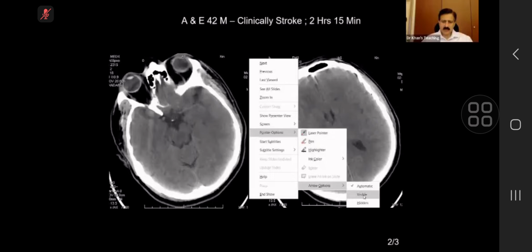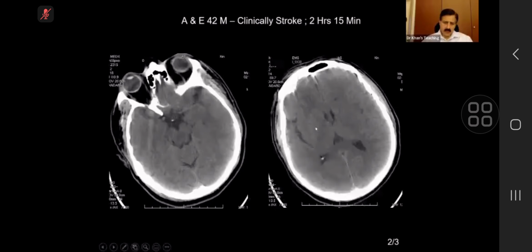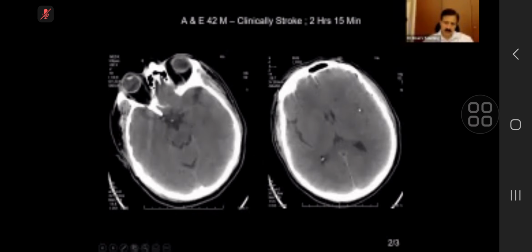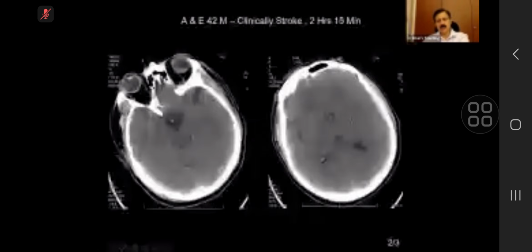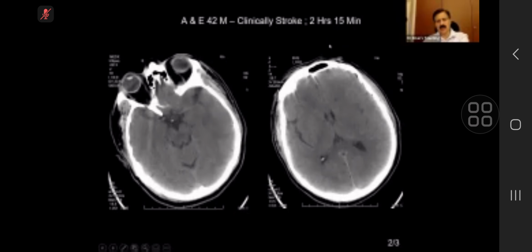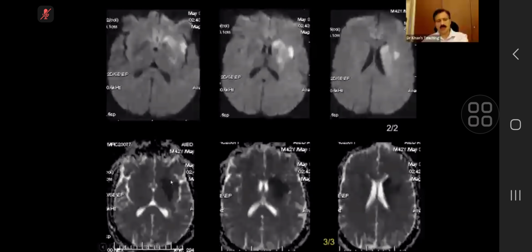The point is that this is the lentiform nucleus. That lentiform nucleus has become hypodense here, so there is loss of gray-white matter differentiation. Regarding the insula, maybe you are pointing out to this insula. Actually, I have not given you an adequate slice through the insula. We'll come back to this. Now, this particular case was 2 hours 15 minutes, and there was restricted diffusion on this, which shows that there is an acute infarction.